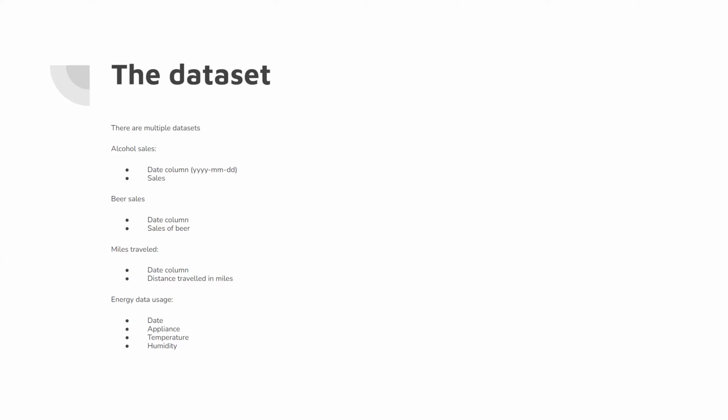And then energy data usage, which was a rather large data set, and you had to do quite a lot of looking at. Date was the first component, of course. Then the appliance type, I think there were washing machines and fridges, if I'm not mistaken. And then there was temperature and humidity data, as well as one or two other columns, but it was quite a complicated data set. I didn't look at the energy data usage, but if you did, it would be very interesting to see what you came across.